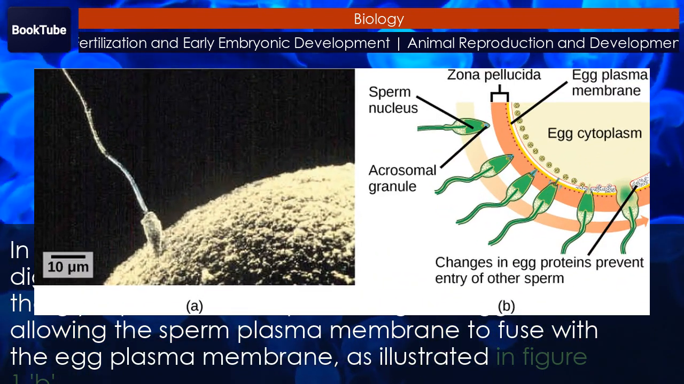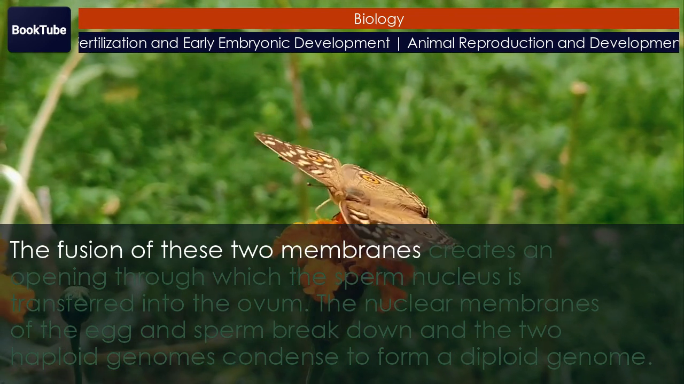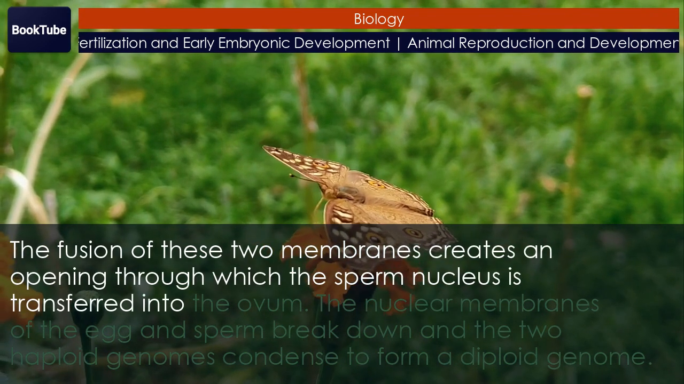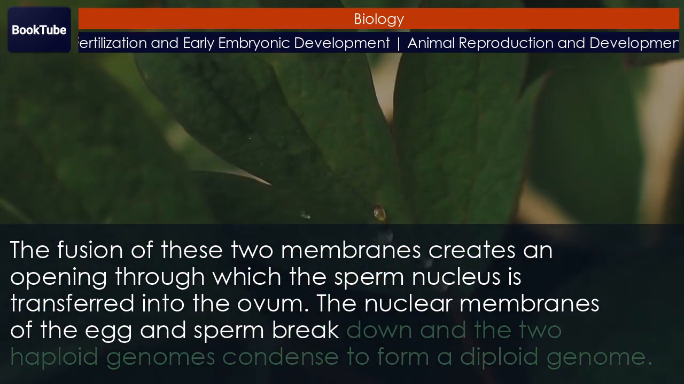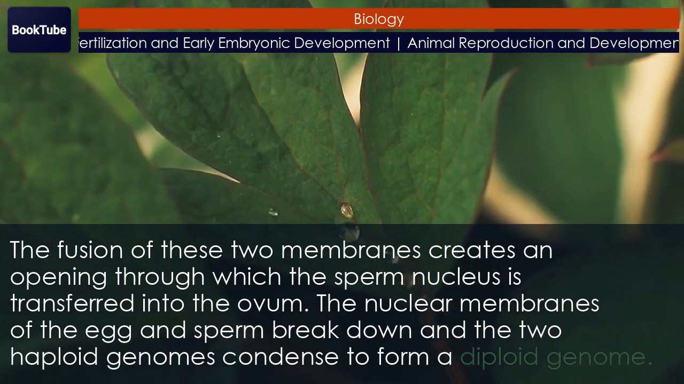As illustrated in Figure 1b, the fusion of these two membranes creates an opening through which the sperm nucleus is transferred into the ovum. The nuclear membranes of the egg and sperm break down and the two haploid genomes condense to form a diploid genome.